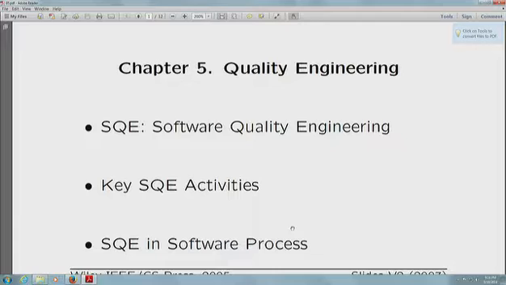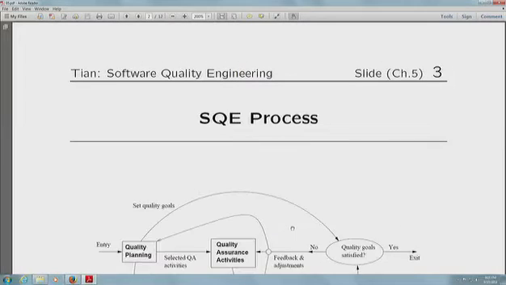And chapter 4 is really looking at the different activities and how they fit into the overall quality assurance from the kind of activity management view. We'll spend a little bit of time on that in the next class.